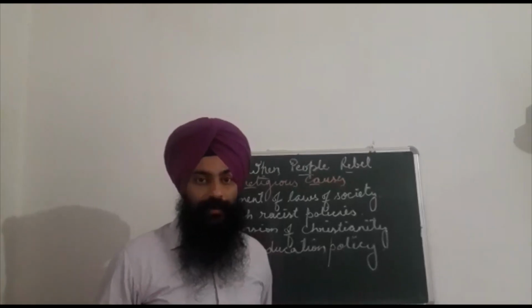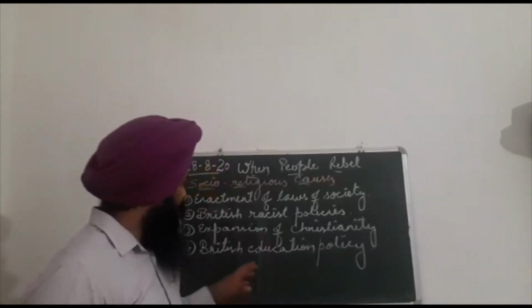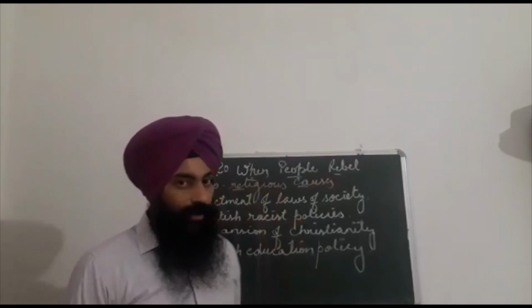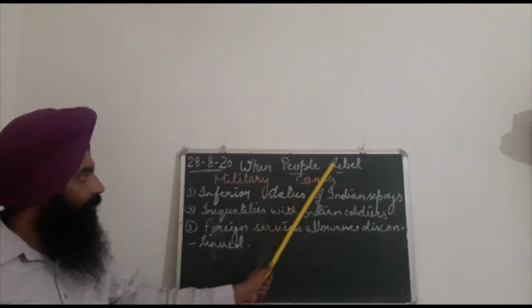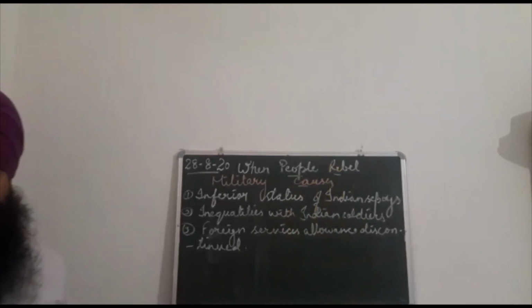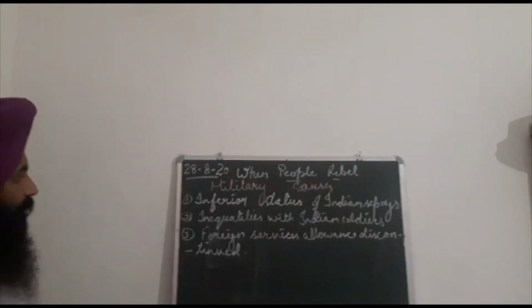Now we will discuss the next. Next is the military causes. Clear? Military causes responsible for the outbreak of the revolt of 1857.